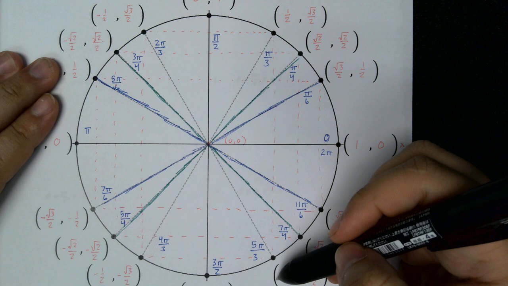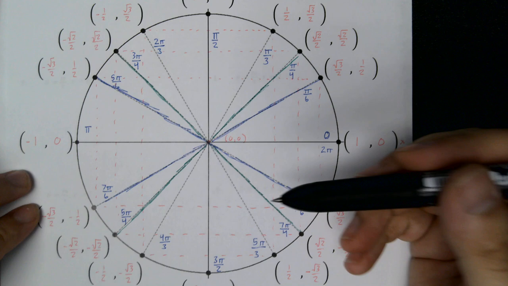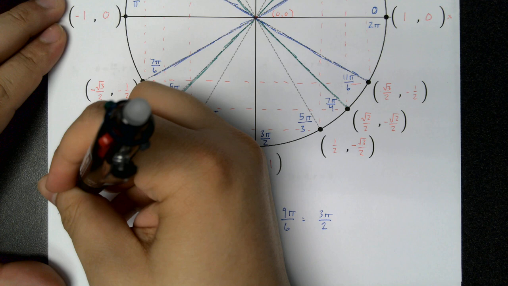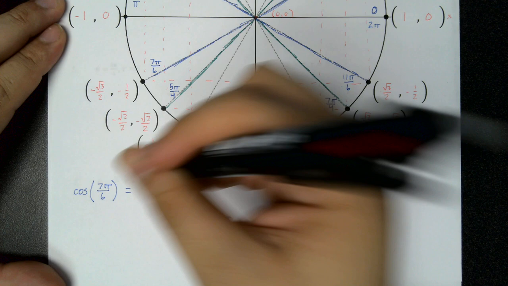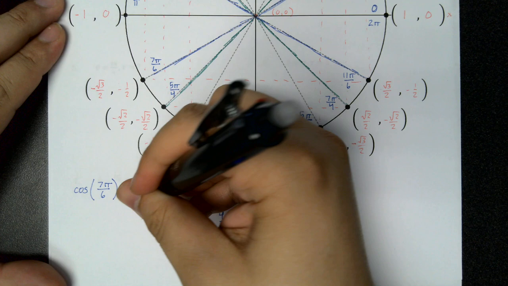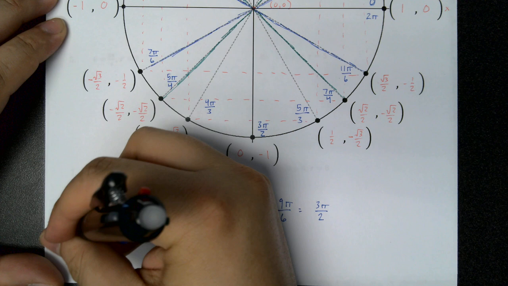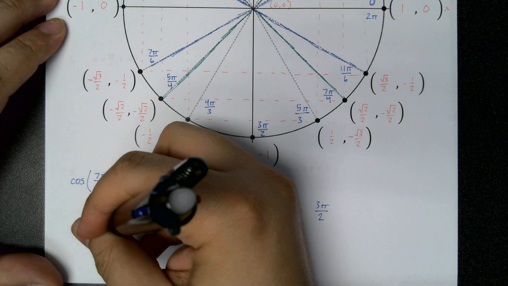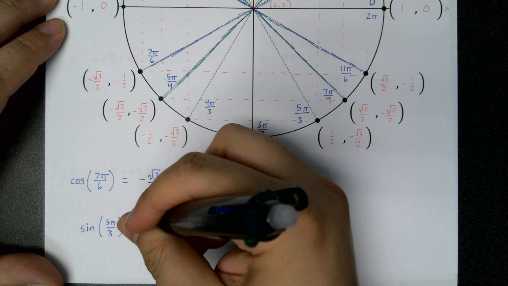So, something to note there. And again, how we can interpret this is, what if I wanted to know cosine of 7 pi over 6? All I would have to do is look at the x-coordinate. And that gives us that it's equal to negative square root of 3 over 2. What if I wanted sine of 5 pi over 3? I look at the y-coordinate, and I get negative square root of 3 over 2.